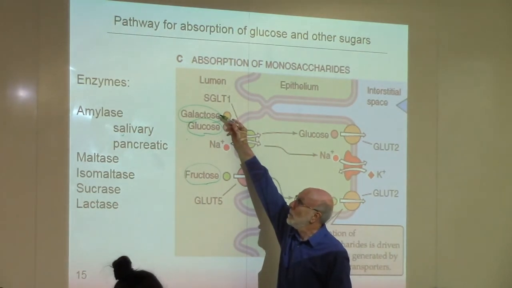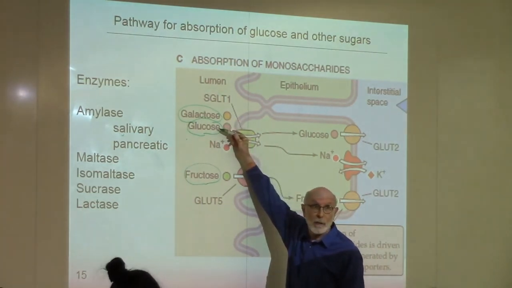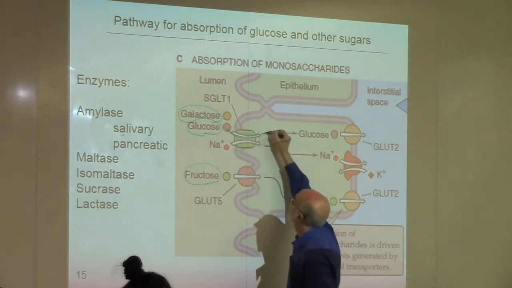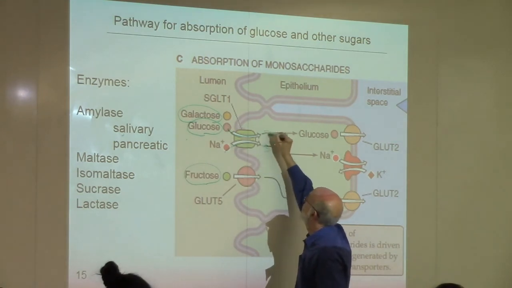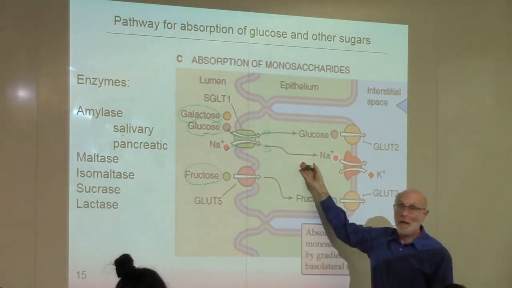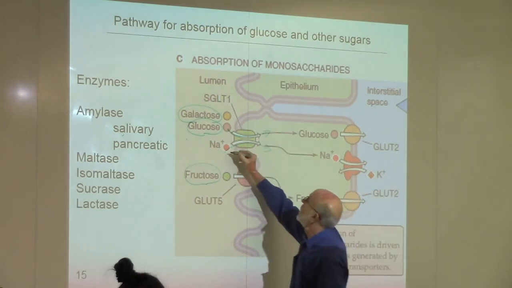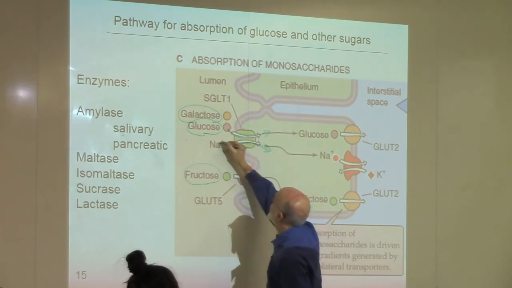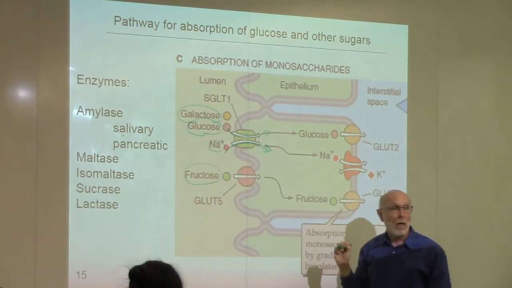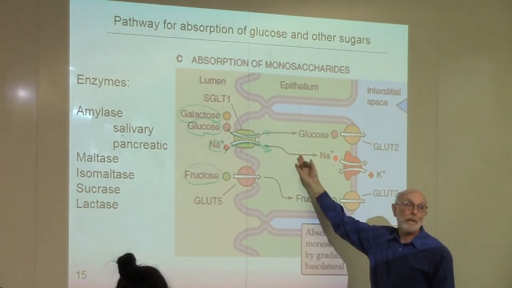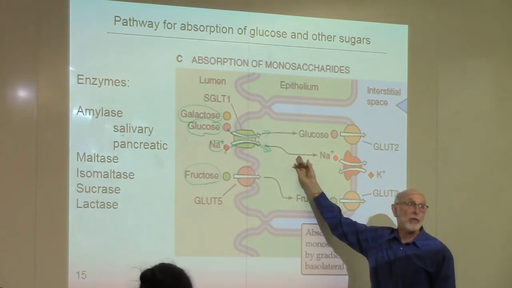Galactose and glucose from the starch are first pumped into the epithelial cell. So remember, this is the microvillous structure, the apical membrane. A sodium-dependent pumping of galactose and glucose into the cytoplasm of the intestinal cell. It's not simple diffusion like it was with fats. It's a secondary active transport.